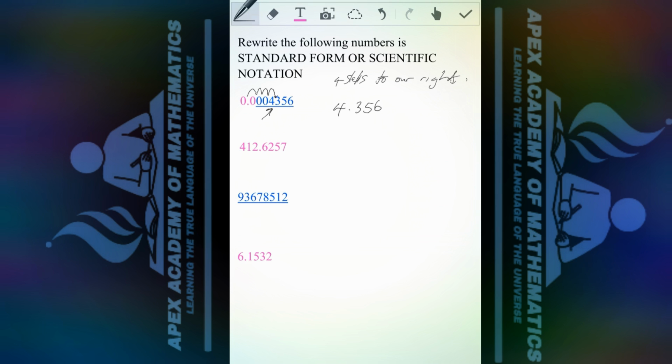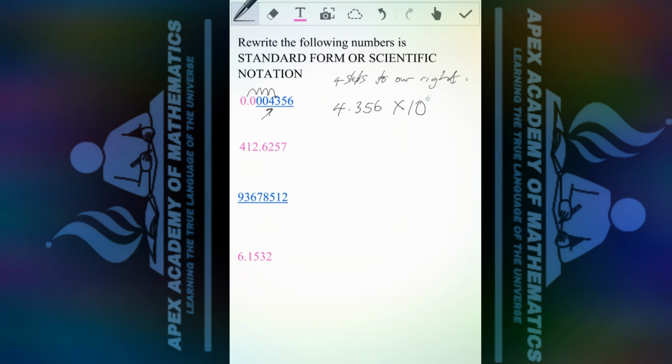So we have satisfied the criteria of A being a real number. Now we mentioned that it's always going to be times 10. So we have our times 10 there. Now here's the tricky part. How many places did we move? We move 4 places to our right.